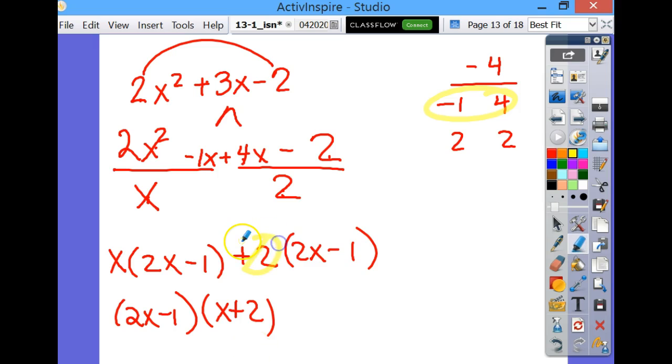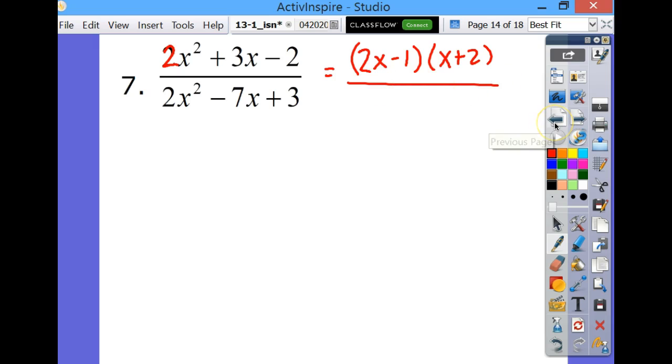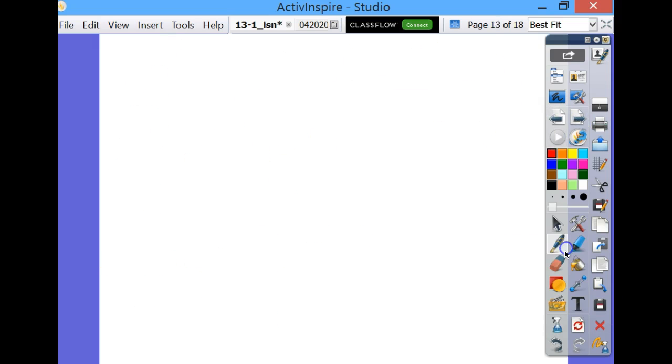This gives you the x plus 2. That's just the numerator. You must also factor the denominator. So make sure I copied it down right, okay? And now the denominator is 2x squared minus 7x plus 3.